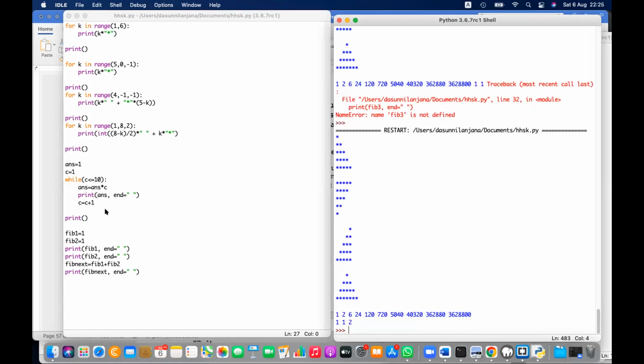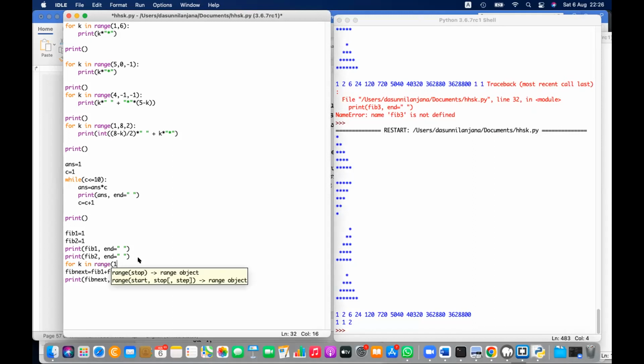We need a set of fibs, maybe 10 fibs. So let's say for k in range, 1 to 10, or 10 times, just say 10 times. You need the next Fibonacci numbers. Actually, fib next equals fib 1 plus fib 2. That is always the true logic. The previous 2 fibs generate the next fib. And after that, you can print the next fib.